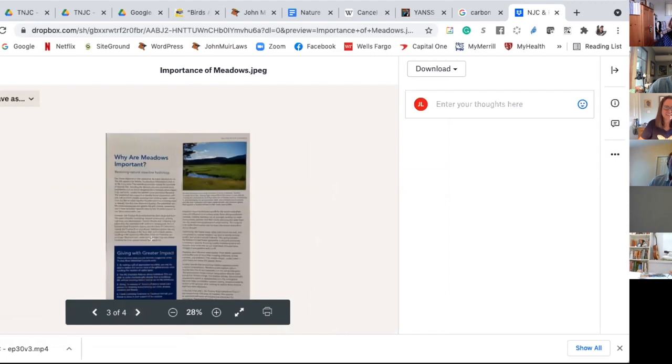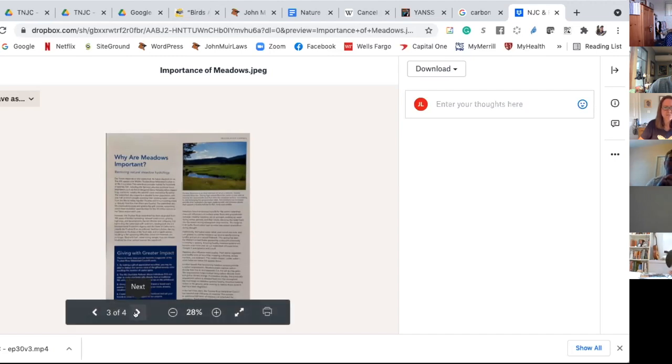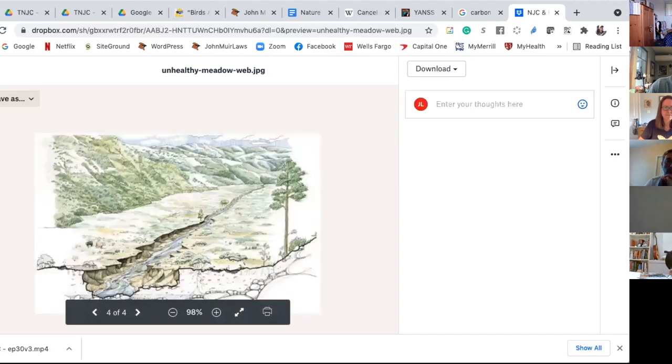There's also this cool article here that you might want to read just to give you more background about Mountain Meadows. And so these are slightly out of order. And then there's this one here. This is kind of a cool visual thing that they did here.